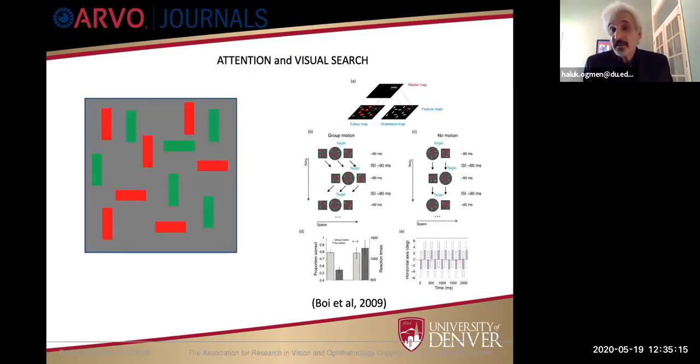Another area that we have tested is attention and visual search, because attention is key in transferring information from sensory memory to short-term memory.